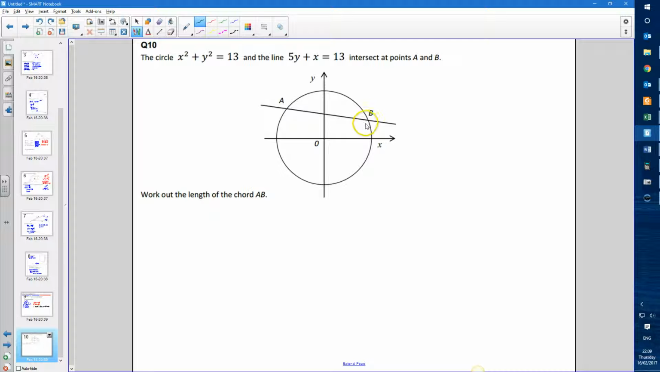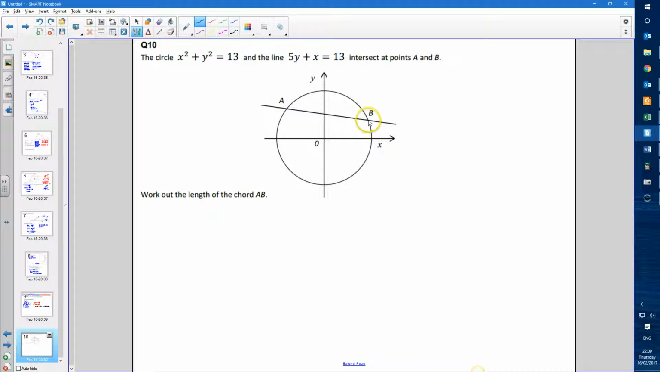So the first thing we need to do is decide what the coordinates of this point here are and what the coordinates of this point here are. Now these are the points of intersection, so we're looking for when this equation is true, x squared plus y squared is equal to 13. So at this particular point the x coordinate squared plus the y coordinate squared will be equal to 13. And at this point, because it's intersecting with a line, 5 times the y coordinate plus the x coordinate is also going to be equal to 13.